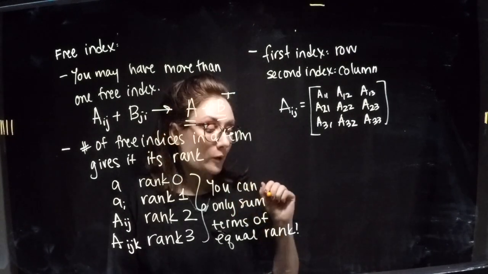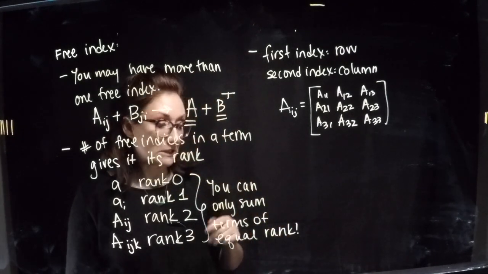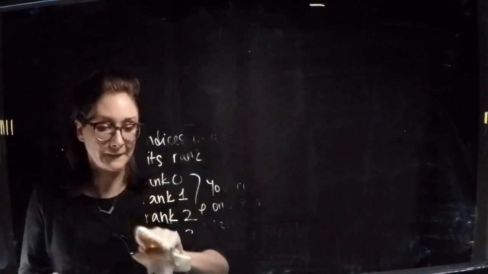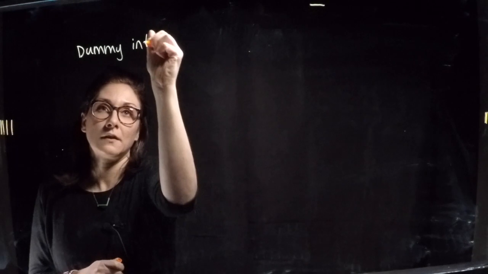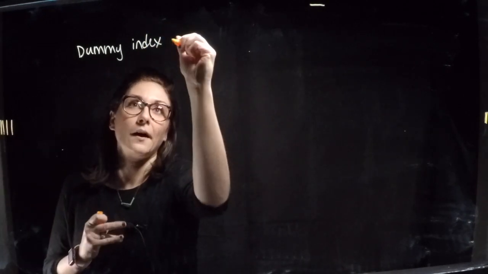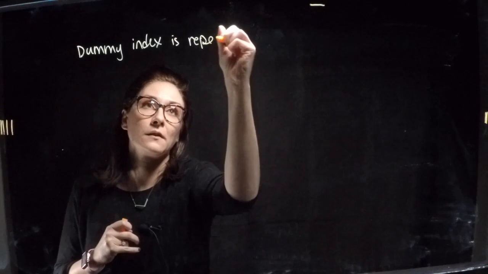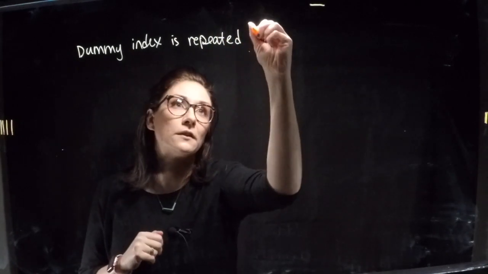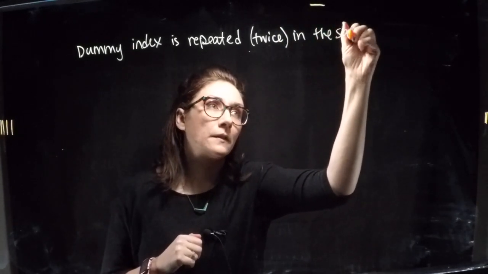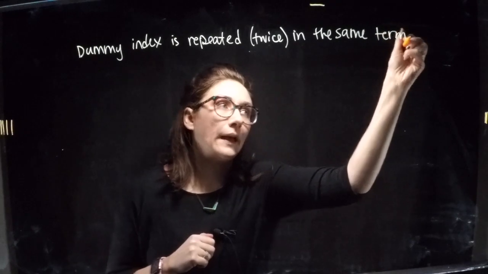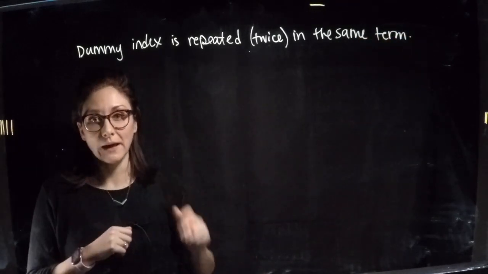Okay, great. So our next thing about indices is dummy indices. So dummy indices, in contrast with free indices, are indices that are repeated in the term. So a dummy index, sometimes also called a repeated index, is repeated, but only twice in the same term. And when this happens, what it's doing is it's implying a summation.